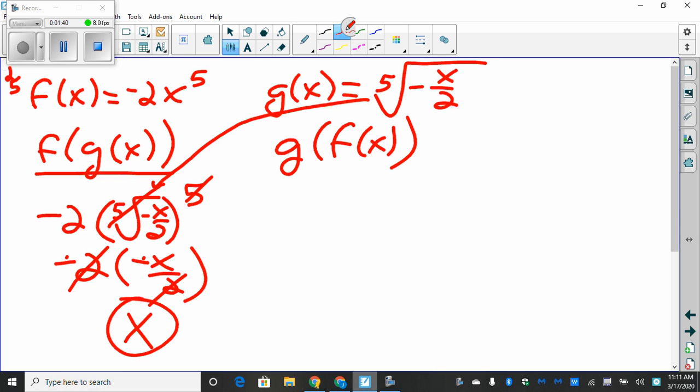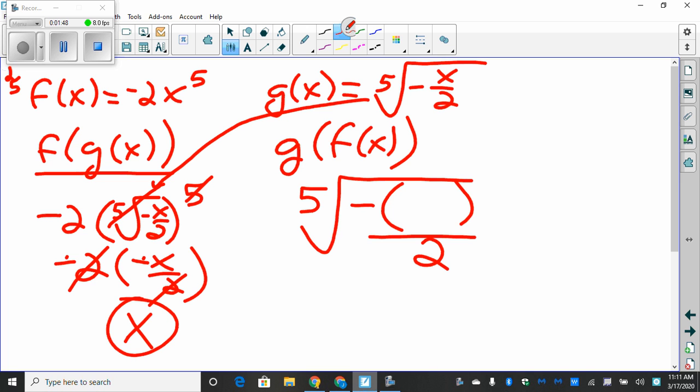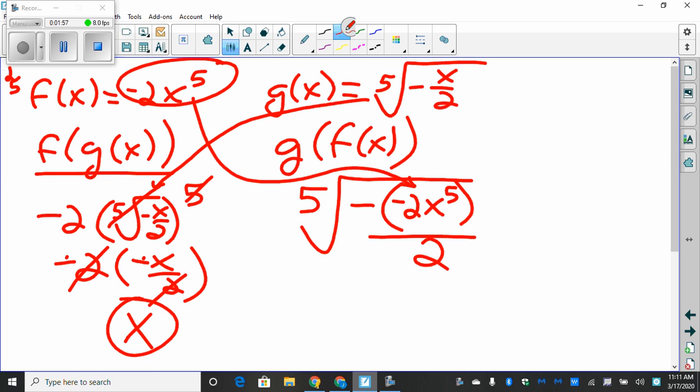On the other side, I've got to do g of f of x. So I'll write down g, the fifth root of negative blank over 2. Well, this time I've got to take f of x and put it in there. So that's negative 2x to the fifth. Well, working just inside the radical here, negative times negative will be positive. So it'll just be the fifth root of positive 2x to the fifth over 2.